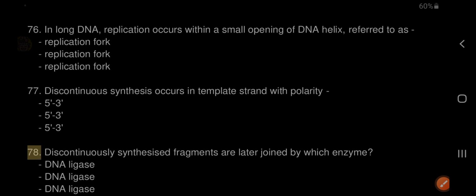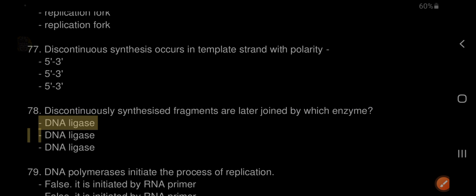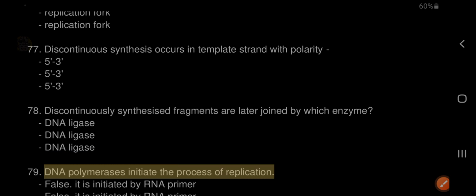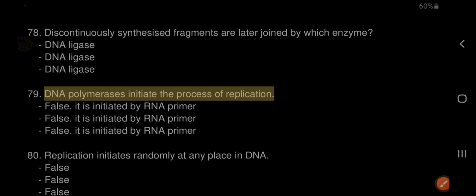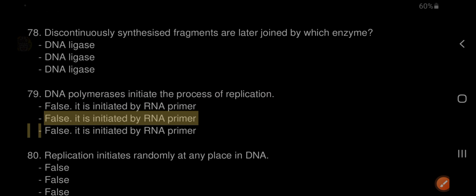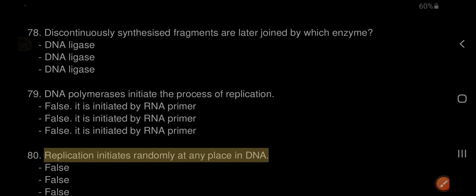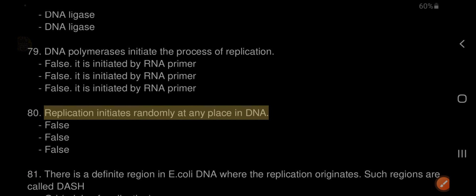78. Discontinuously synthesized fragments are later joined by which enzyme? DNA ligase. 79. DNA polymerases initiate the process of replication. False, it is initiated by an RNA primer. 80. Replication initiates randomly at any place in DNA. False.